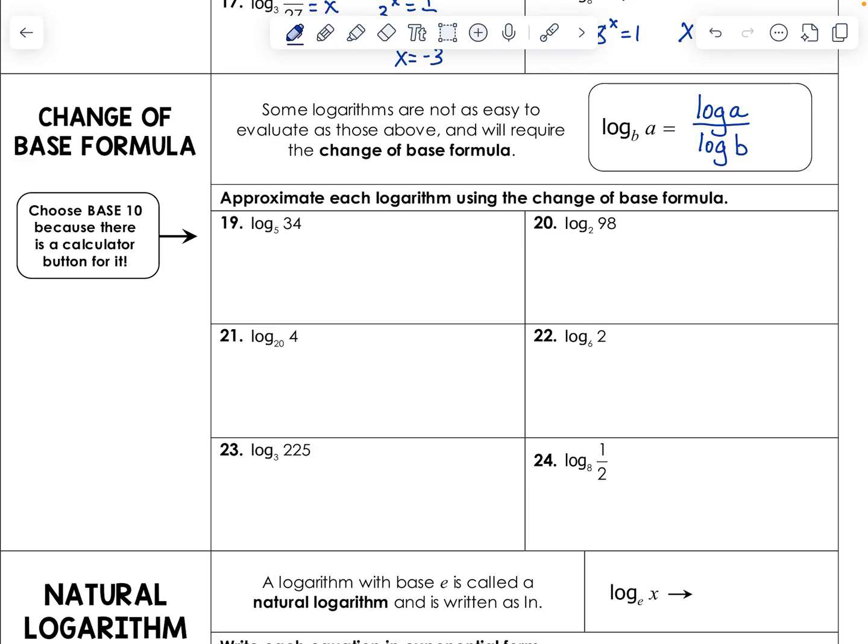For this one, I would do log of 34 divided by log of 5. In your calculator, there's a log button, type in 34, close the parentheses, and then divide by log of 5. That will give you an answer approximately equal to 2.19.